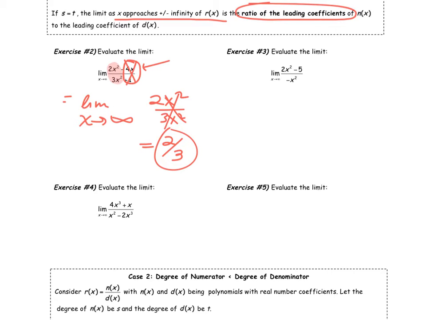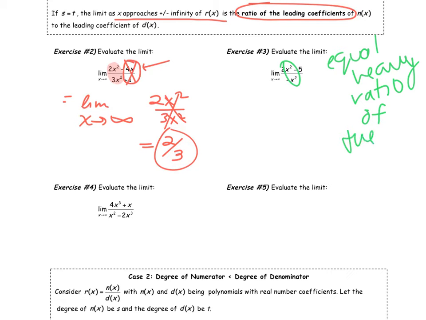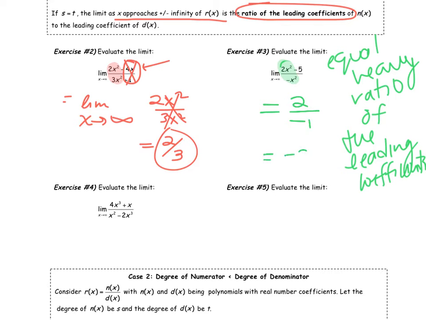Okay, let's take a look at exercise 3. Again, this is equal heavy. Because this is equal heavy, we're going to take the ratio. So I'm going to write that down. This is equal heavy. We take the ratio of the leading coefficients. Okay? So we take the ratio of the leading coefficients. And let's actually highlight that there. So we know already this is going to be 2 over -1, which is -2. So my limit as x approaches infinity will be -2.